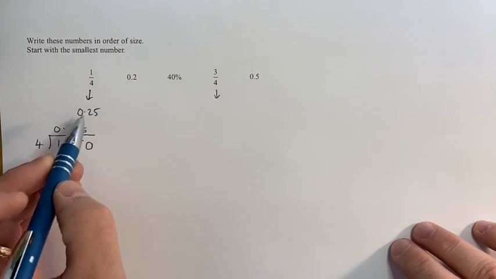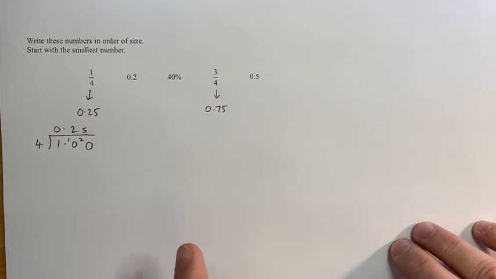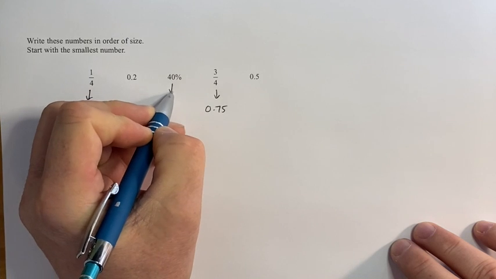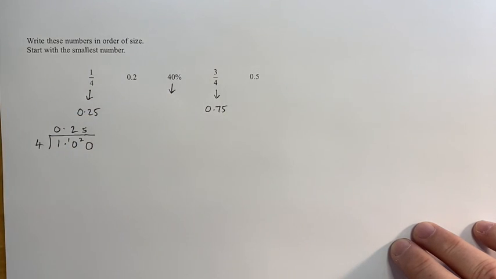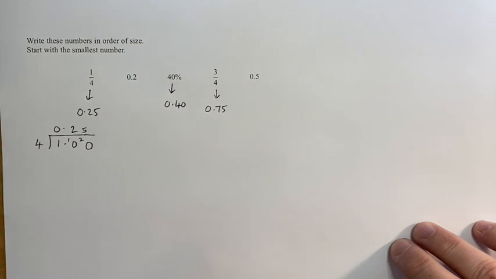This makes this fraction quite easy to put as a decimal, because if 1/4 is 0.25, then 3/4 will be 3 of those, which means it's 0.75. 0.25 plus another 0.25 plus another 0.25. These two are already decimals, obviously, and we just have to change the 40% into a decimal, which is quite simply 0.40.